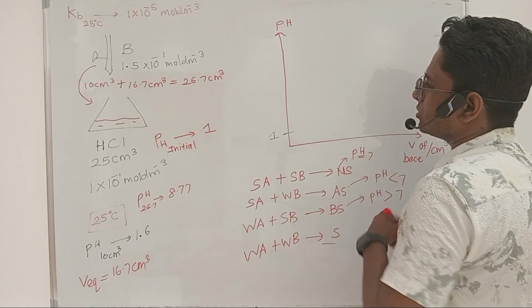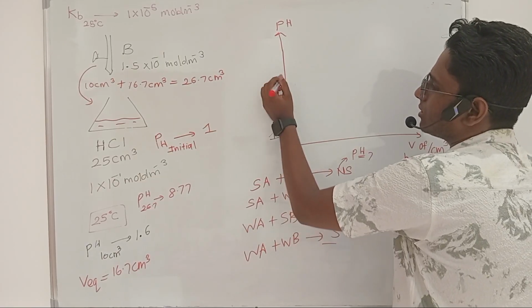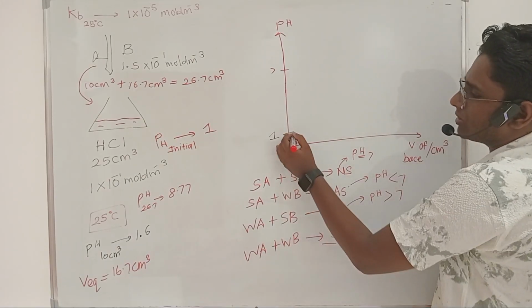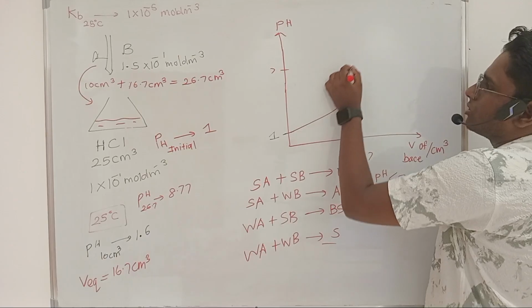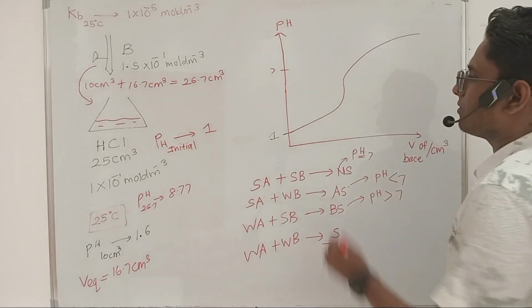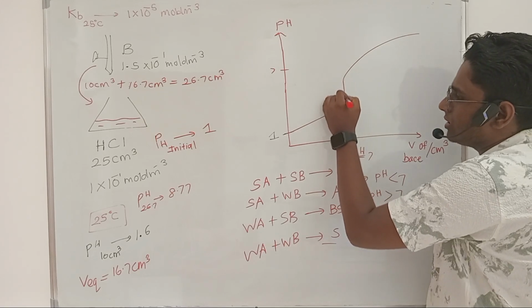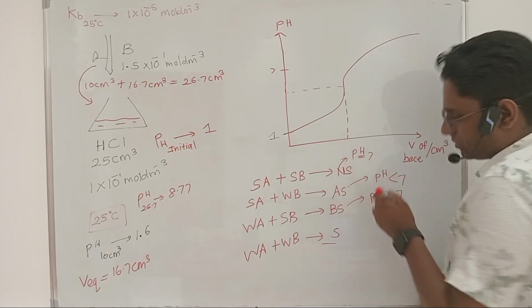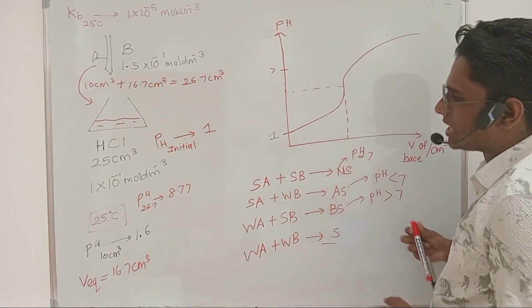So you have to show 7 somewhere here, maybe somewhere around here. The curve must start at 1, so something like this you should have. This is the steep pH change. The steep pH change is the equivalence point.